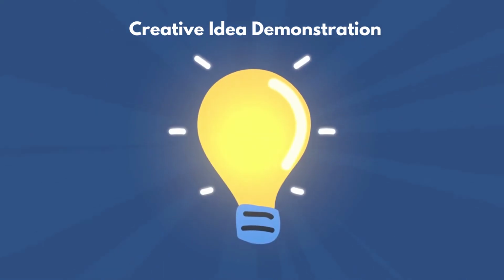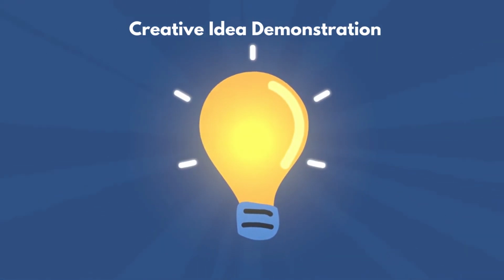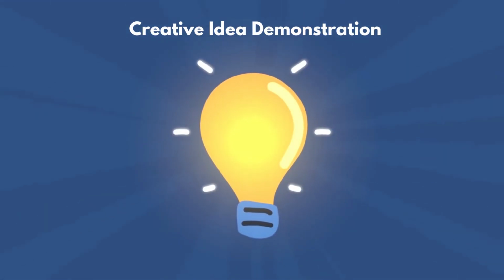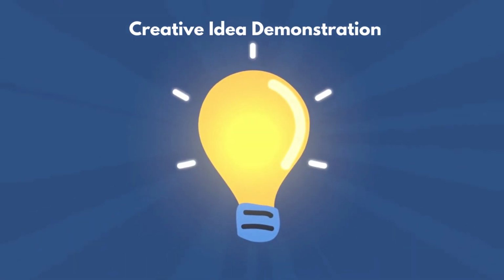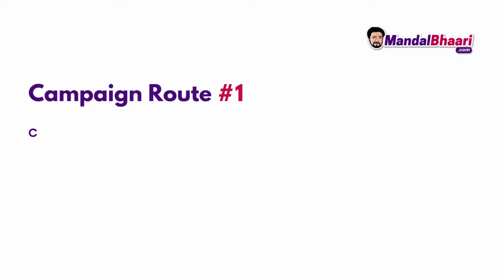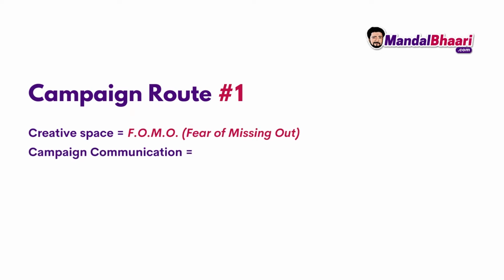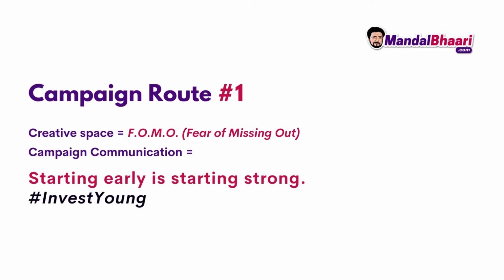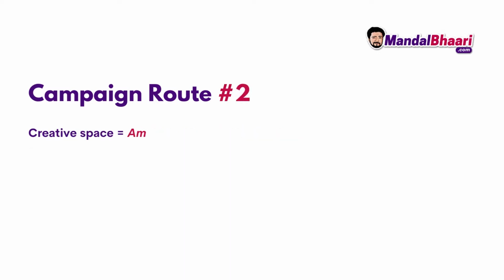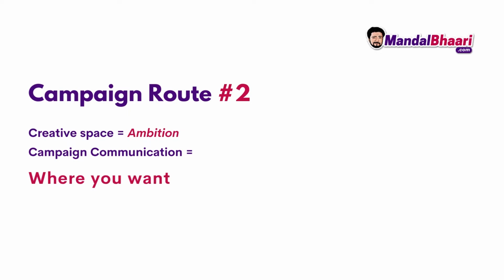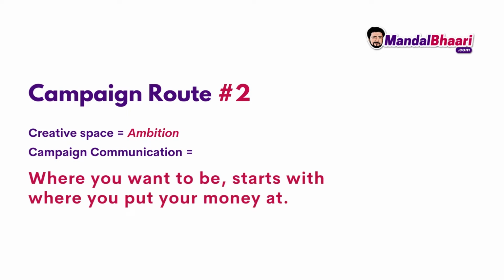For our example, I've put down two creative routes or spaces to demonstrate how the same strategy could be manifested into creative communication in different ways. Campaign route 1 is around the space of fear of missing out, which says, starting early is starting strong. Hashtag invest young. Campaign route 2 is around the space of ambition, which says, where you want to be starts with where you put your money at.